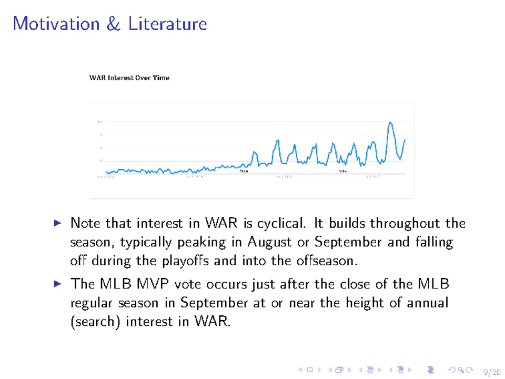So we note that interest in WAR is cyclical. It builds throughout the season, typically peaking in August or September and falling off during the playoffs and into the off-season. The MLB MVP vote occurs just after the close of the MLB regular season in September, at or near the height of annual search interest in WAR.